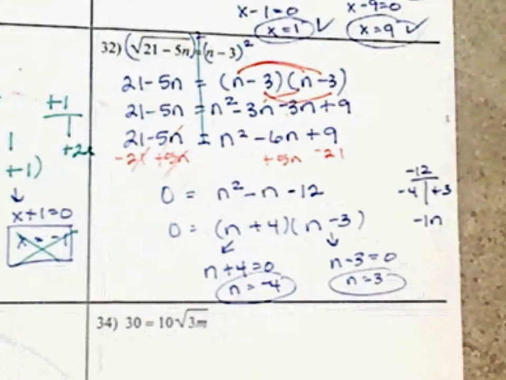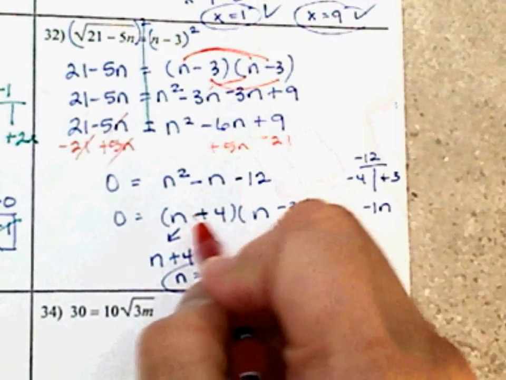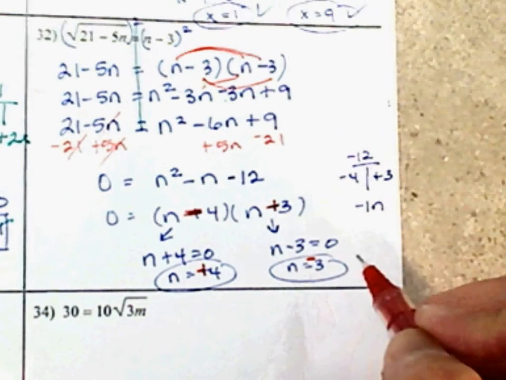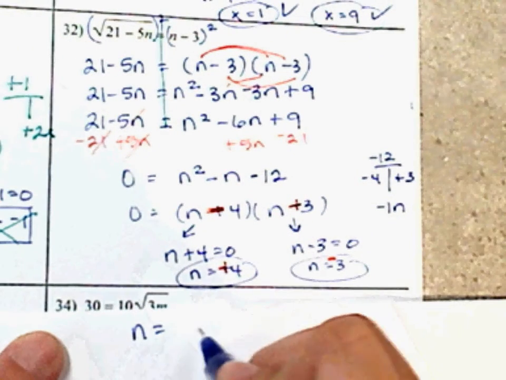Just like that. Okay. We're about to check. Oh, that is so true. Thank you, ma'am. That should be a negative 4, and this should be a positive 1, so that changes to a positive 4, and that's a negative 3. Thank you. All right, now, so I got two answers. N is equal to 4, and N is equal to negative 3.